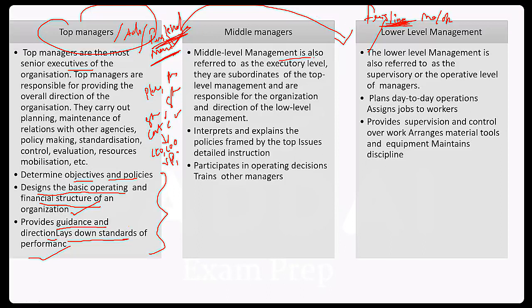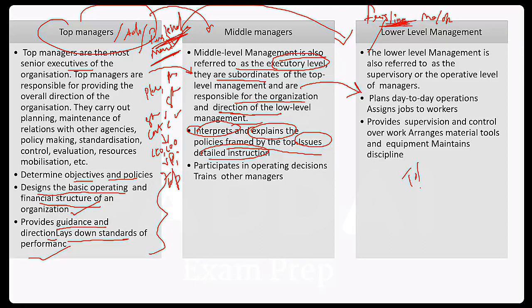Middle level managers are also referred to as executory. They are subordinate, junior to the top level management, responsible for organization and direction to the lower level. They bifurcate and divide the policies coming from above and get the lower level to execute them, explaining them to them. They interpret and explain the policy framed by the top in detailed instructions. If the top says we have to reach the top, the lower level will not understand what they have to do day to day. I have to increase my productivity. When they are told to make 100 products instead of fewer, that is what they will understand in day-to-day activity.